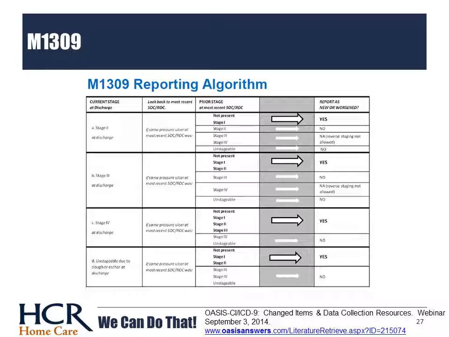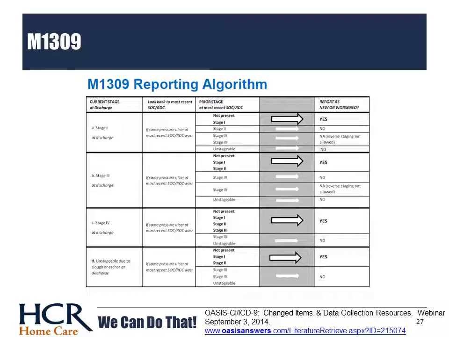Same thing with a stage 4. If you're looking at that stage 4 at discharge and at the most recent start of care it was either not present or it was present as a stage 1, a stage 2, or a stage 3, and now it's a stage 4, then yes, it has worsened, and you would have to report it with a number, in 1, 2, 3, however many of those worsening pressure ulcers you have, on 1309.